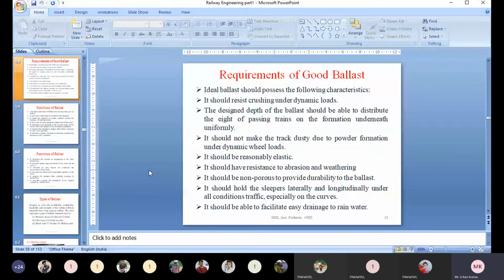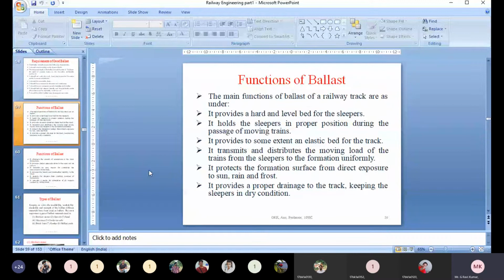It means it should provide easy drainage, it should be strong enough, it should be compacted properly, and also it should bear entire loads, and it should be able to transfer the loads from sleepers to the ground, and to a larger area upon the ground. Understand? So these are the best requirements or best qualities of a good ballast. And the next one is the functions of ballast. As we know, the ballast can give support to the sleepers and rails.